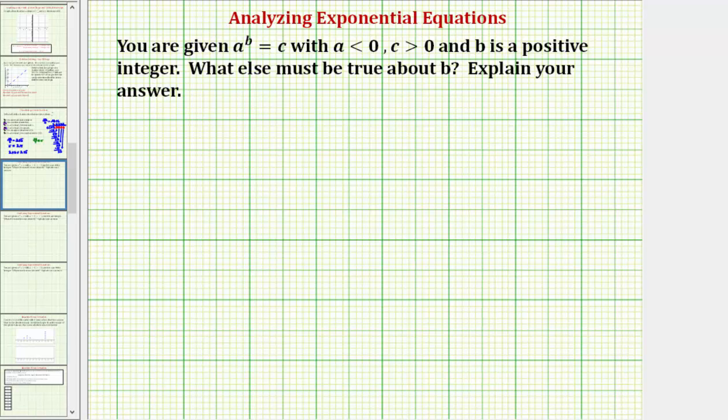We were given the exponential equation a raised to the power of b equals c, with a less than 0, c greater than 0, and b is a positive integer. So again, we're given the exponential equation a raised to the power of b equals c, and because a is less than 0, we can say a is negative. C is greater than 0, so we can say c is positive.